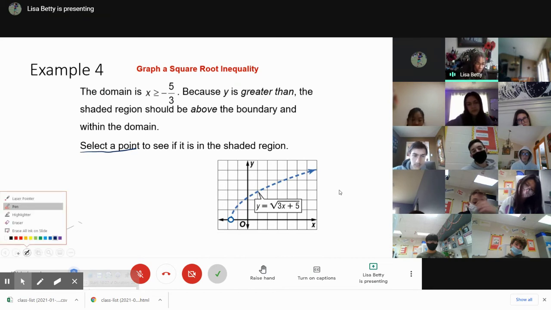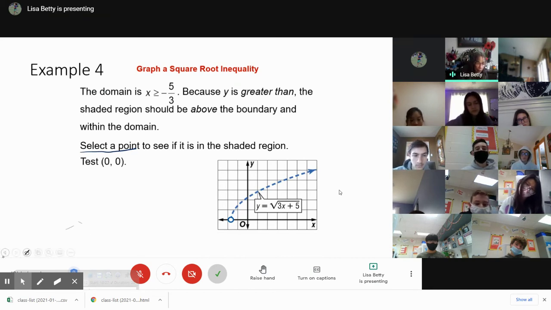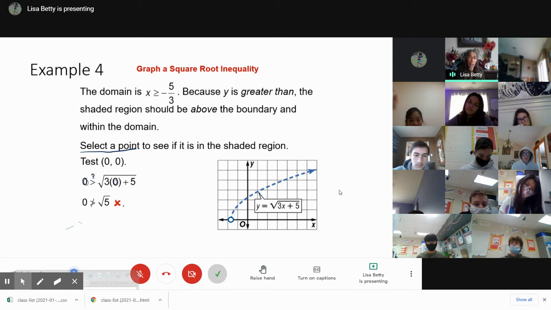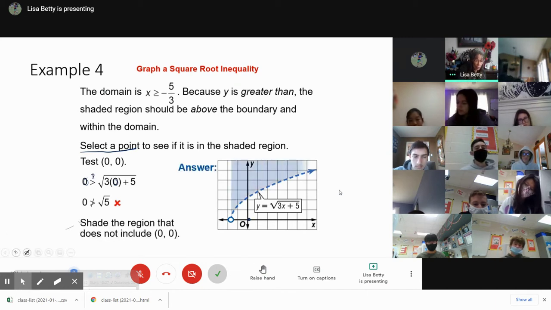So if I plug in x equals 0 and y equals 0 into my original equation, y equals 0 right there, x equals 0 right there, I ask myself, is this true? And I solve it. And I say it is not true because 0 is not greater than the square root of 5. Therefore, 0 does not get color. And I shade up. It's on the next slide. Oh, it's on this slide. My bad. So there it is.